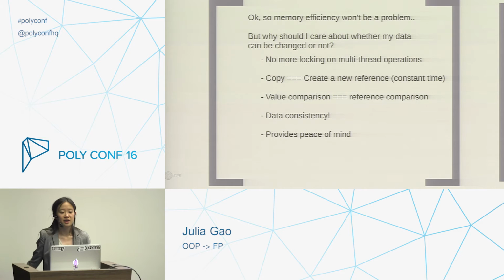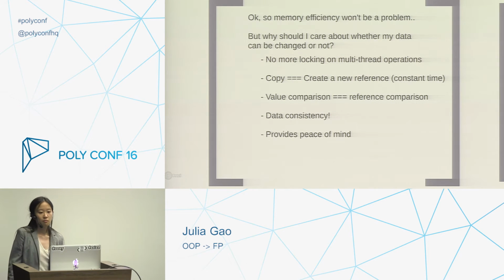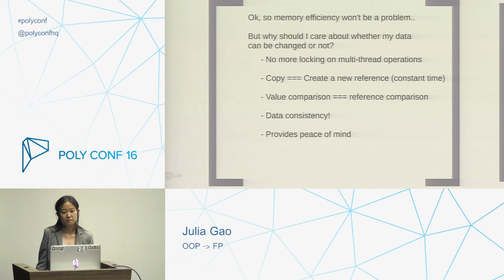Okay, so now you say, okay, memory efficiency won't be a problem, but why should I really care about this kind of thing? So here are some of the benefits of why this may be more important than just memory efficiency. The first one is no more locking on multi-thread operations. Because the data won't be changed, we won't need to lock every single thread to prevent changes on the old data because they won't be changed anyway.